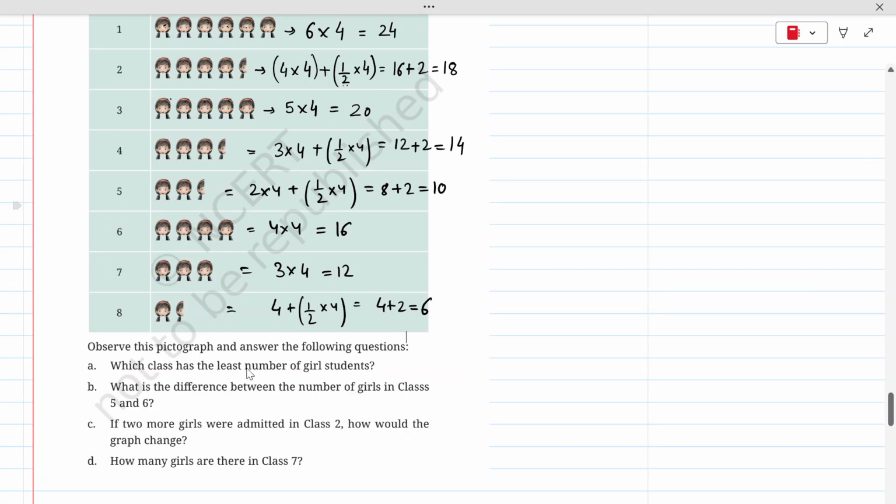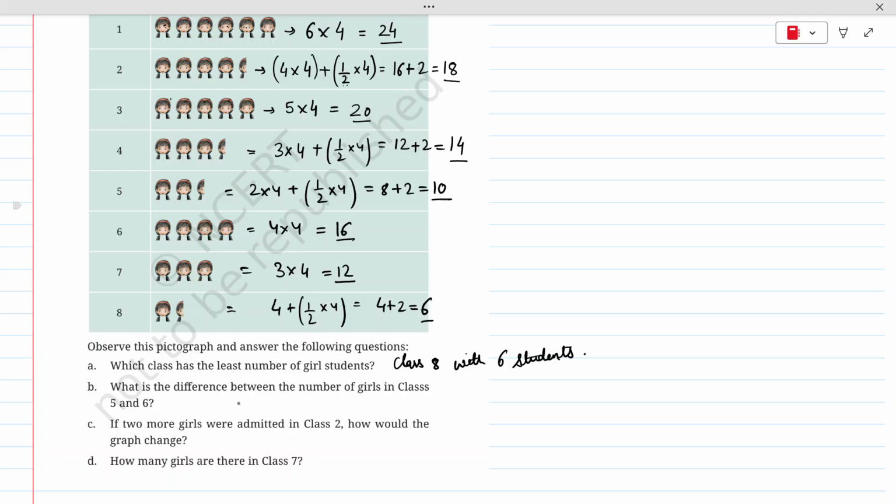Now observe the pictograph and answer the following questions. Which class has the least number of girl students? So kids, if you see from class 1 to 8, we have 24, 18, 20, 14, 10, 16, 12 and 6. I'm just marking them for your ease. So the least number of girl students are in class 8, only 6 girl students. So I'm writing class 8 with 6 students.